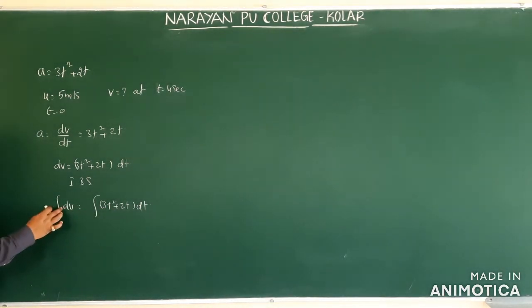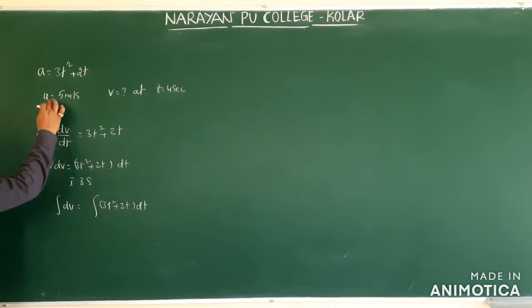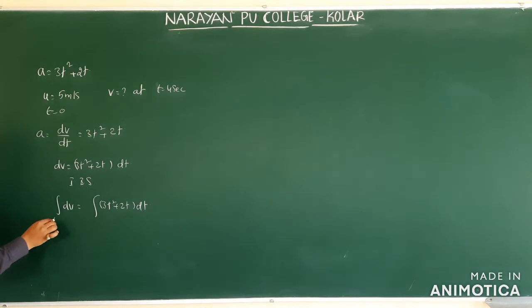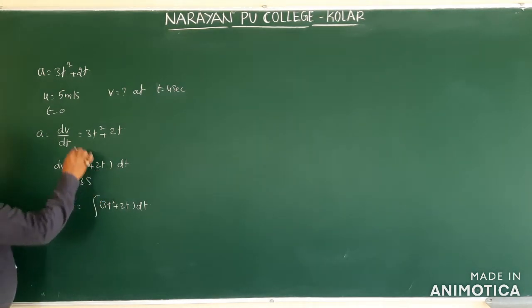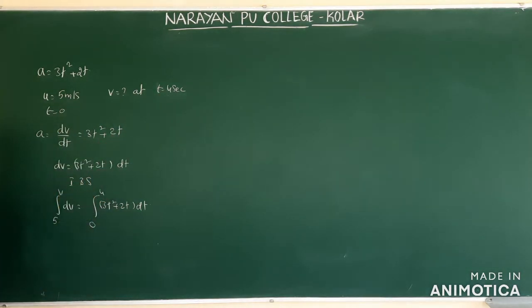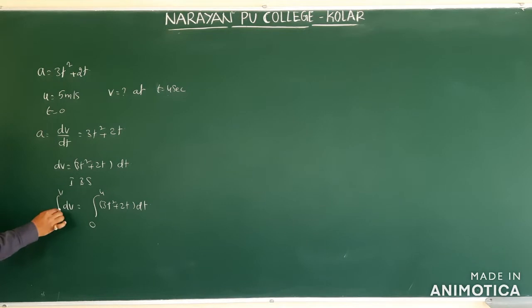So this velocity is varying from where to where? U to v means 5 to v. Time is varying from where to where? 0 to 4. So integral dx.